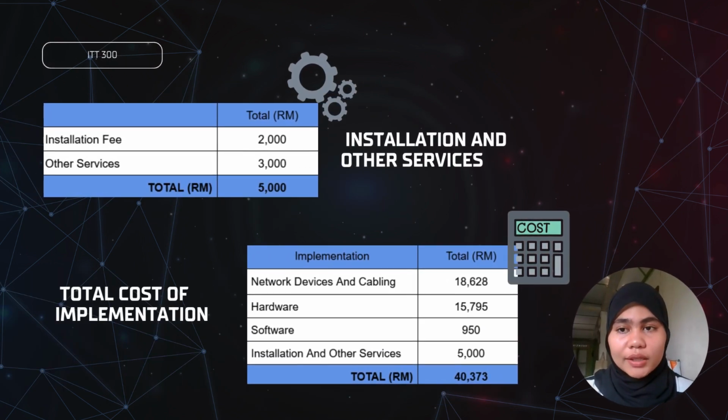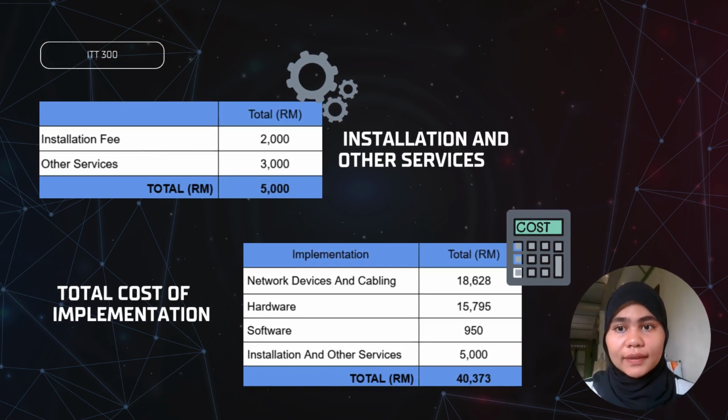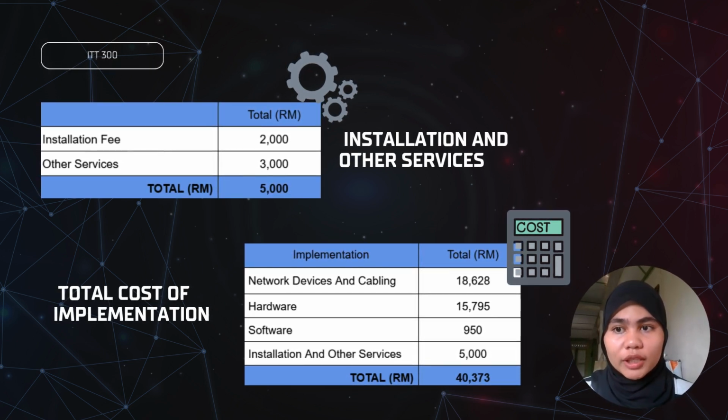For installation and other services, we allocated 2,000 ringgit. Other related services such as setup and support are estimated at 3,000 ringgit. This brings the total for installation and service to 5,000 ringgit. Finally, when we add everything together, the network, hardware, software, and installation, the total implementation cost is 40,373 ringgit. That's all for our project costing.